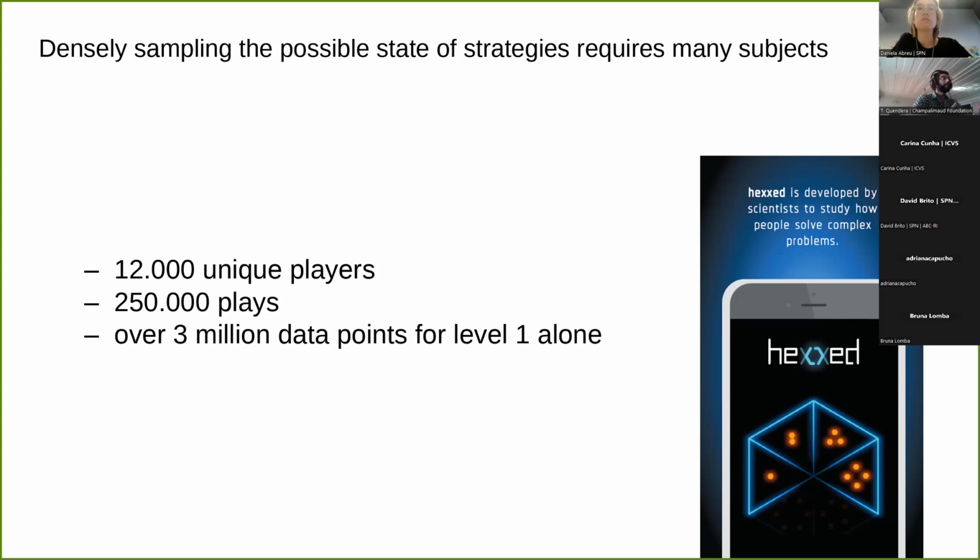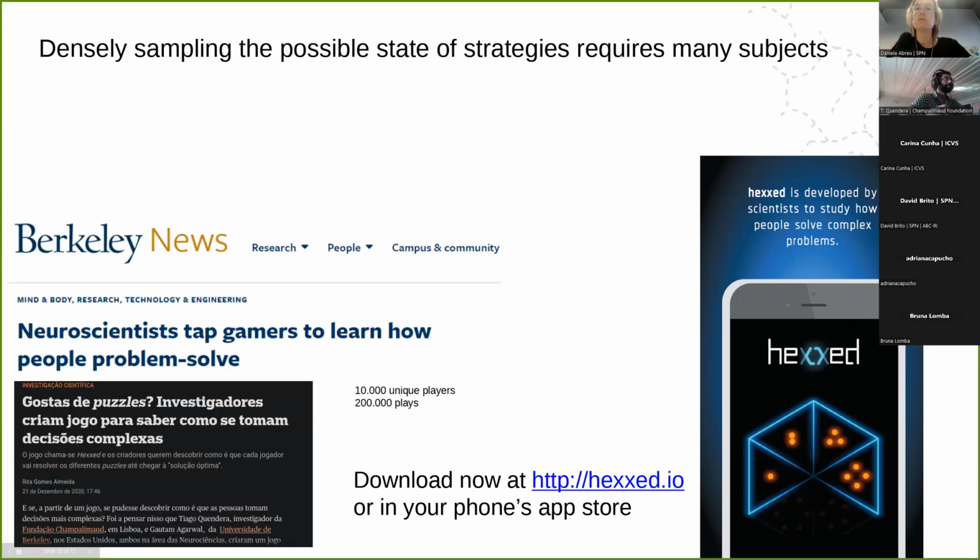And we did so by deploying this task as a video game. We were able to gather data from 12,000 unique players, adding up to 250,000 plays and over 3 million data points just for level 1 alone. This was done, of course, with the help of the science communication team at University of Berkeley and our collaborators at Champalimaud Foundation. And you are free to download the game at hexxed.io, and I will show you the URL later in the presentation too.